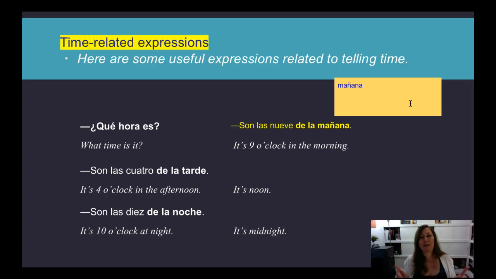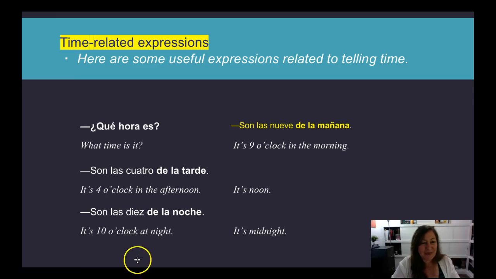¿Cómo se dice en español tomorrow morning? All right, that's the question. You would say mañana por la mañana. Repite. Mañana por la mañana. Mañana por la mañana. That's tomorrow morning.